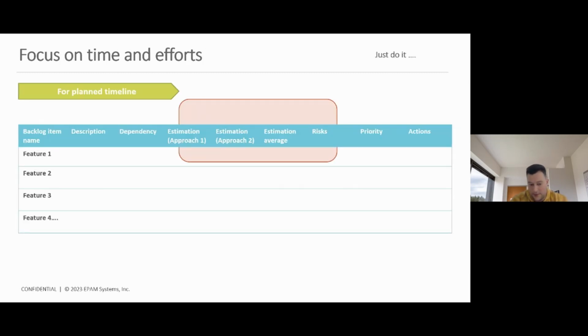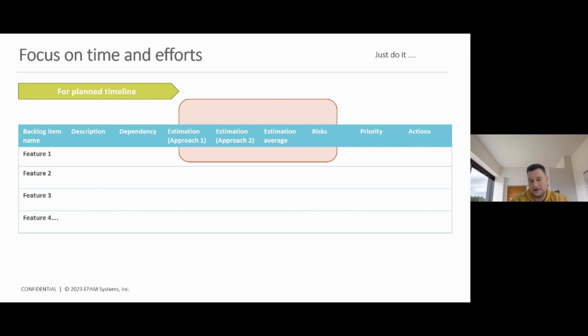And one more practical thing for your usage. This is some kind of template that we use in our practice. So as you can see, focus on time and efforts. What does it mean for us? When you're going to estimate something, you should use this approach. What is the main sense of this approach?